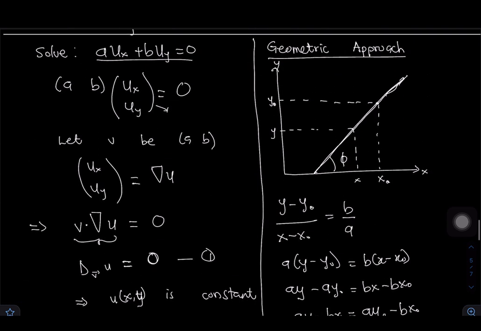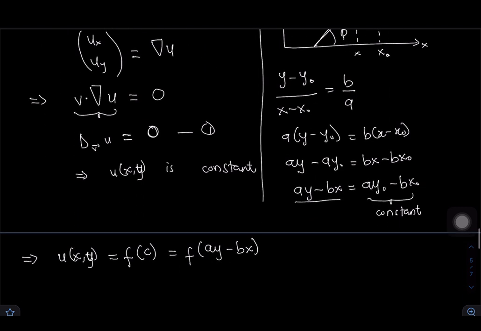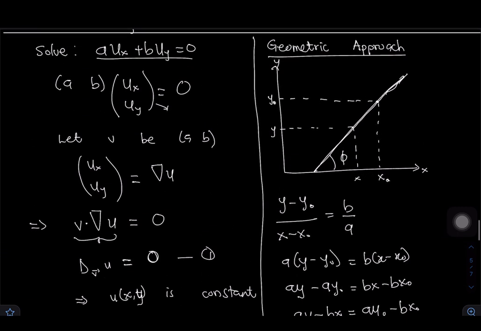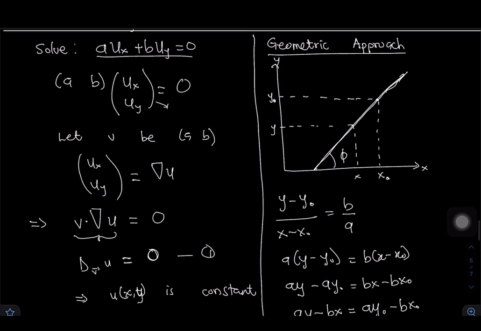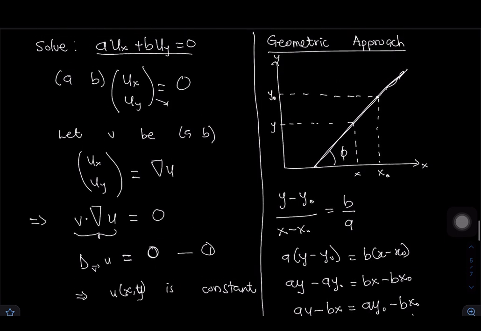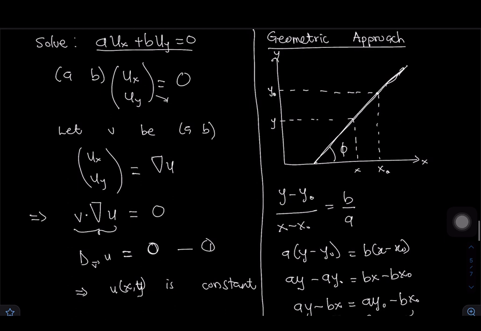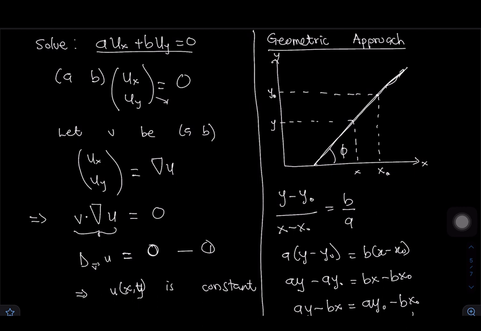Now note how it's done. It is a times y minus b times x. So keep that in mind. This is the geometric approach in solving this kind of first order differential equation. All you have to keep in mind is that, and in the next video I'm going to explain how the coordinate method can also be employed to solve this kind of first order differential equation.